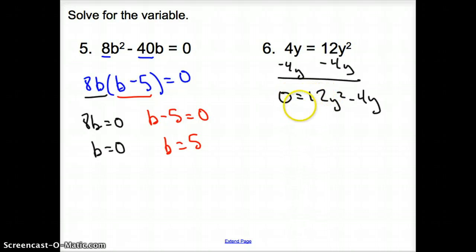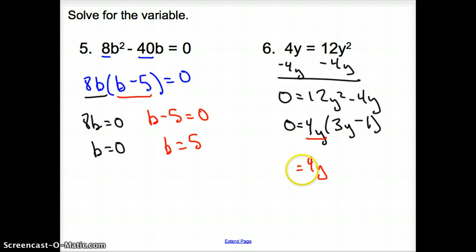Let's see if we can factor. Again, looking at your numbers, what can we take out? I see that I have a 12 and a 4. I know that 4 goes into both. How about our variables? Yes, a y goes into both. Now 12 divided by 4 is 3. I'm putting that in the parentheses. Y squared divided by y is y. I'm also putting that in parentheses, minus 1. What's that equal? 0.